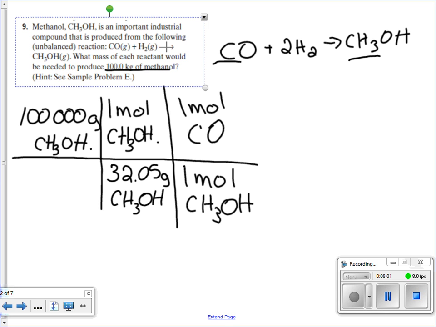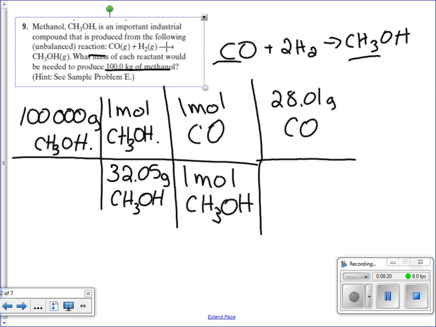All right, so right now, if I were to stop, I would have my answer in moles of carbon monoxide. But the question asks what mass. So I have to change that moles to grams, and I have to do that by using the molar mass from the periodic table. And if I add up carbon and oxygen, I get 28.01 grams. And remember, that's equal to 1 mole. So now if I stop, my units are grams, carbon monoxide. That's what the question is asking for.